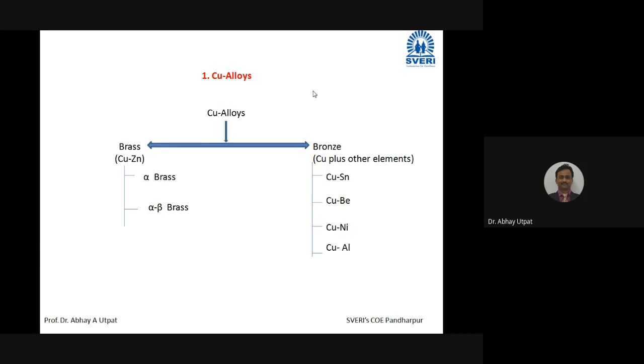Now, let us start with copper alloys. Copper. In Marathi, what is the meaning of copper? Who will tell? Avinash Madne. Tell me, what is the local name of copper? Tambe. Correct. Now you don't mute, you keep unmute. Why are you muted? Now tell me, what is the meaning of brass and what is the meaning of bronze?